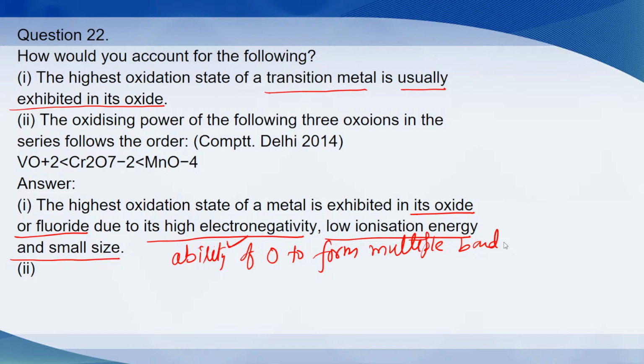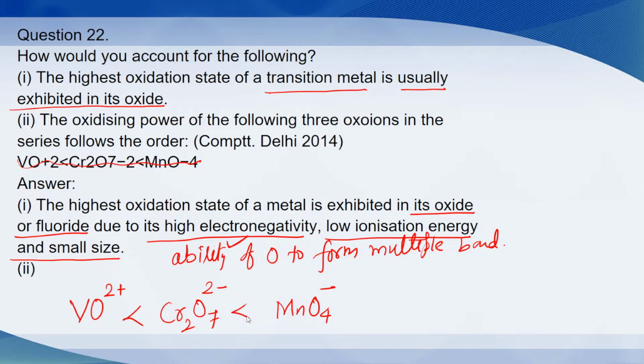Okay. Next question. Follow the order of oxidizing power of the following three oxoanions in the series: VO2 plus, Cr2O7 2 negative, and MnO4 negative. By mistake it is written like this. It is VO2 plus, Cr2O7 2 negative, and MnO4 negative. So why is the oxidizing power of the three oxoanions in this order?